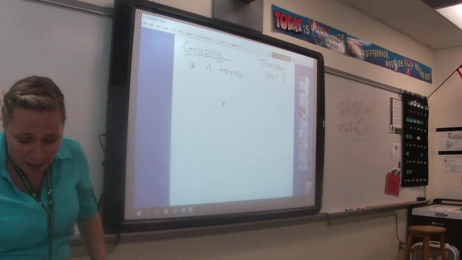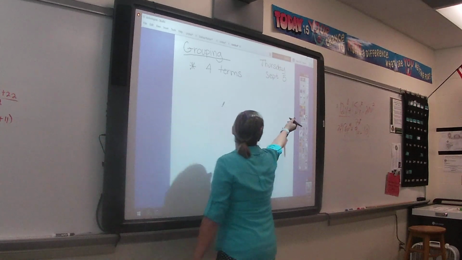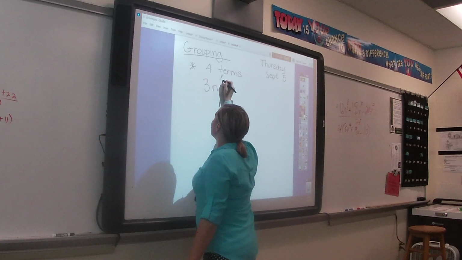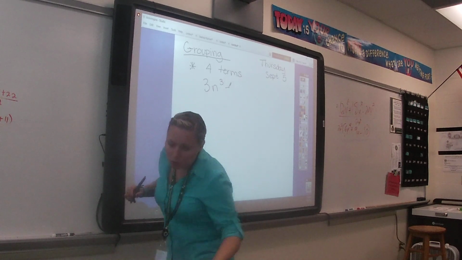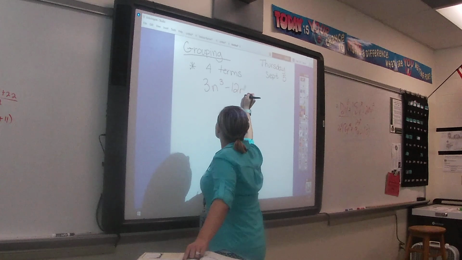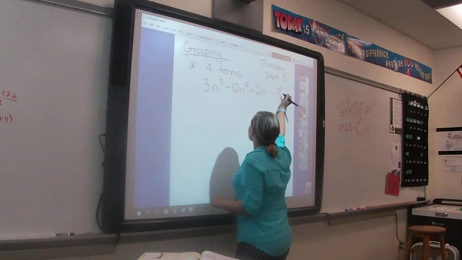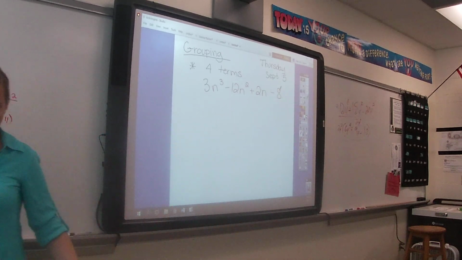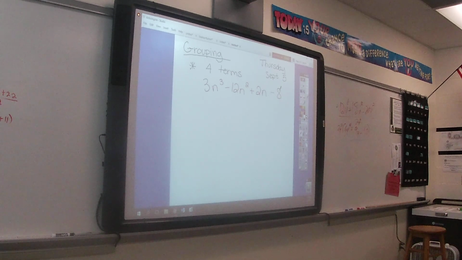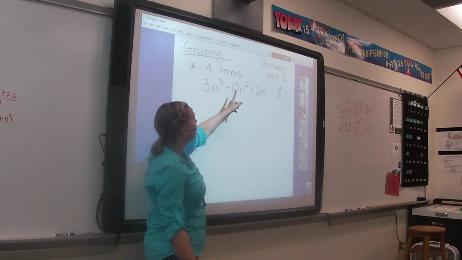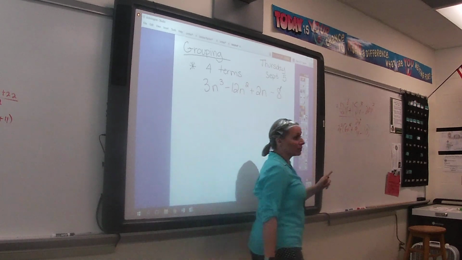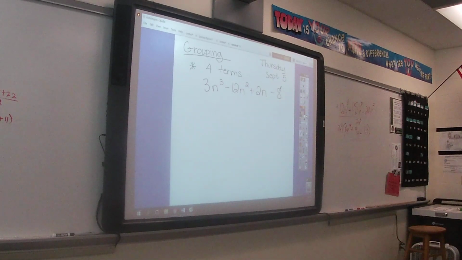So let's say we are given 3n to the third minus 12n squared plus 2n minus 8. We would say that this is a polynomial because it has multiple terms, and in this case we have 1, 2, 3, 4 terms, right? 4 terms is what we call it when each piece being added and subtracted together counts as a term.